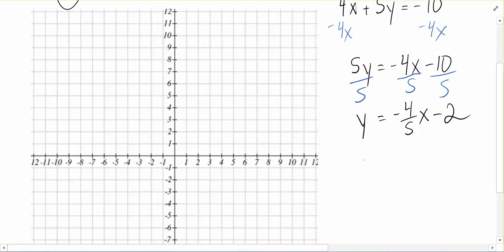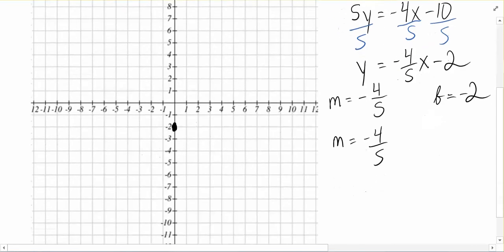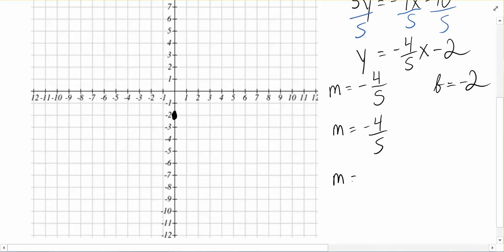So if we look at that in y equals mx plus b form, then the slope is negative 4/5, and the y-intercept is negative 2. Remember, we start at the y-intercept, so we start at negative 2. And then for the slope of negative 4/5, we can think about that in one of two ways. We can think about it with the negative on the top or the negative on the bottom.